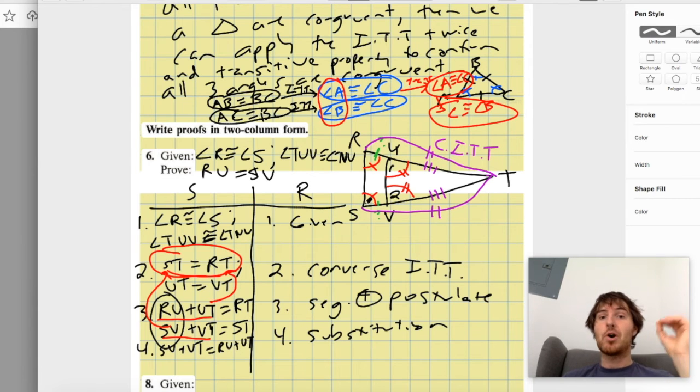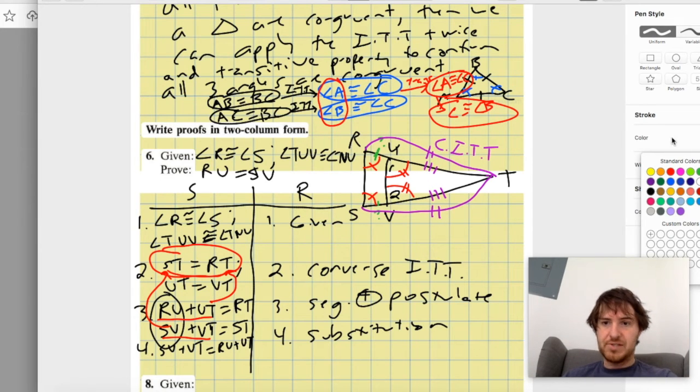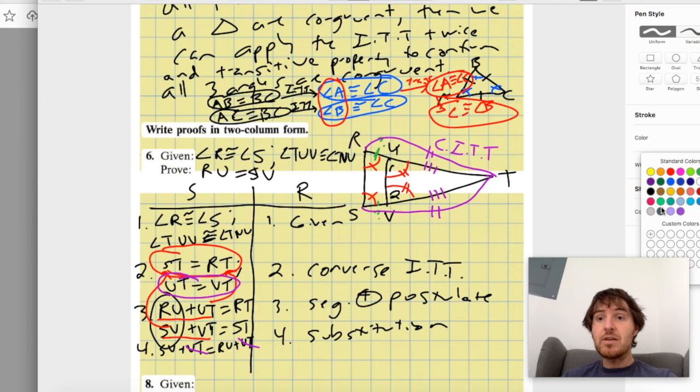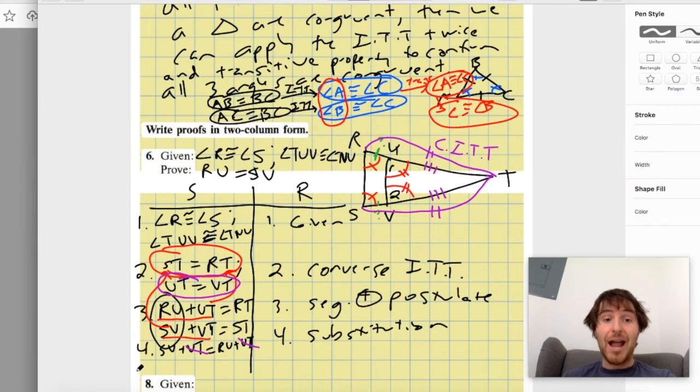So if I know that part plus part and part plus part, in these two parts here, these two three tick mark ones in purple, they equal each other, I can simply subtract those from both sides, okay? Because I know UT equals VT, I can subtract VT here and subtract UT. I can subtract equal values from both sides of an equation, and the equality will be preserved. And that is the subtraction property of equality. So we get SV equaling RU, and boom, 5-step proof, we got it done.